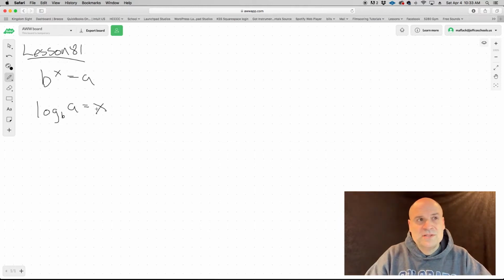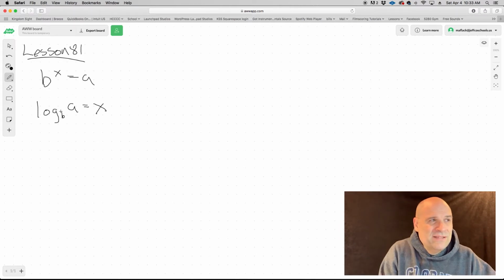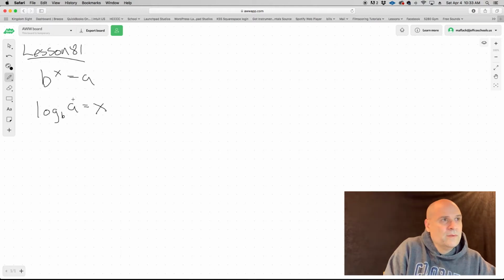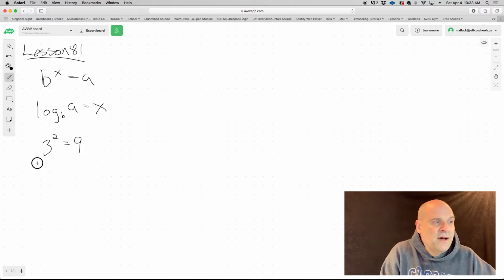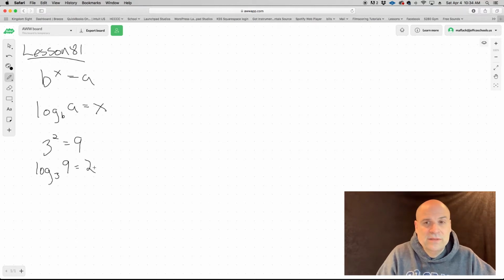So logarithms are just another way to write exponential expressions. When you see this, you're asking yourself, what exponent do I apply to b to get a? Well, x. If we used a real example, if 3 squared equals 9, we could say log base 3 of 9 is 2. What exponent do you apply to 3 to get 9? 2.